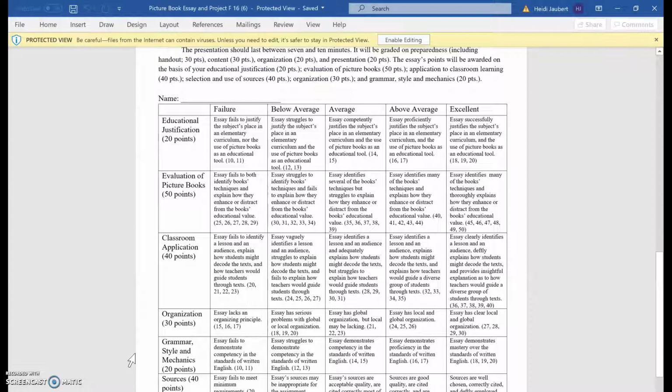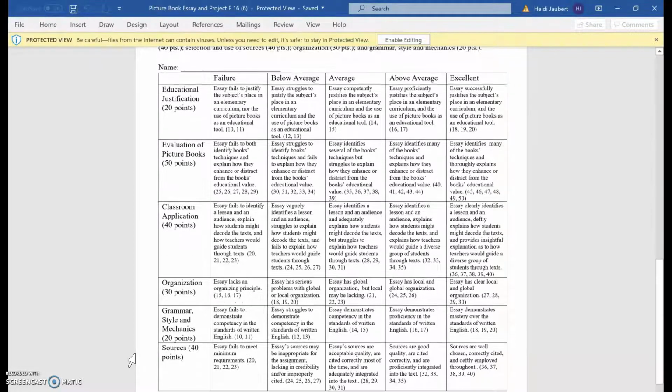The thing we're looking for is justification: the essay successfully justifies the subject's place in the elementary curriculum and the use of picture books as an educational tool. This is where your Indiana Department of Ed standards come in, and a justification of why you're teaching that background source. Why is it important to talk about obesity in America, for example? The essay identifies many of the book's techniques and thoroughly explains how they enhance or distract. That's where the strengths and the weaknesses come in.